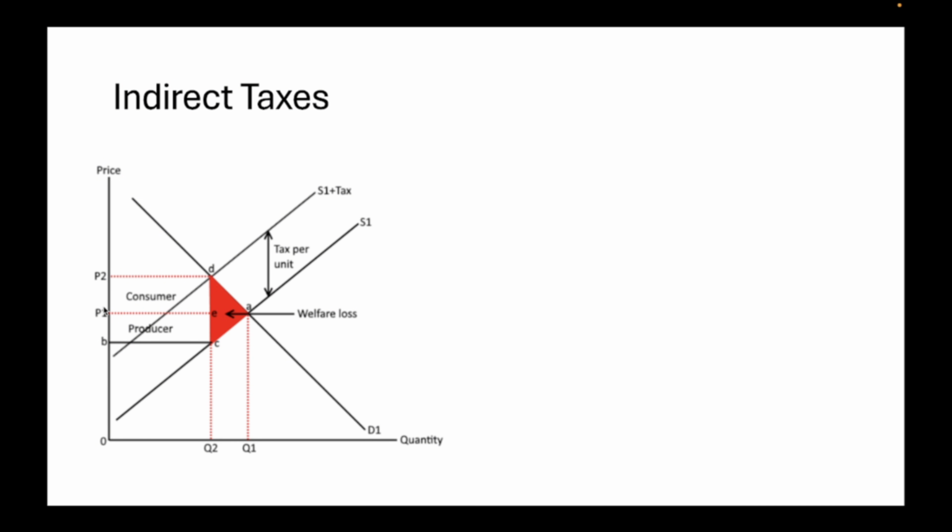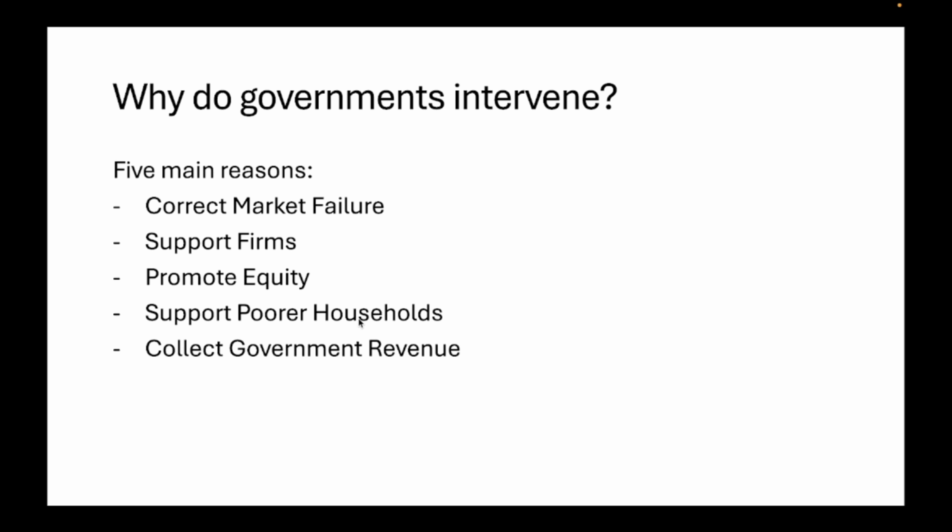So this causes price to go up from P1 to P2 and Q1 to go down to the assumed socially optimal quantity, which is Q2. This eliminates the welfare loss, which is the red triangle over here. So that achieves the government aim of removing welfare loss, which was one of our reasons for government intervention.